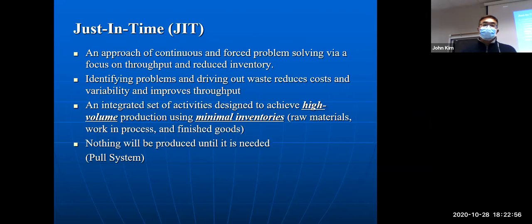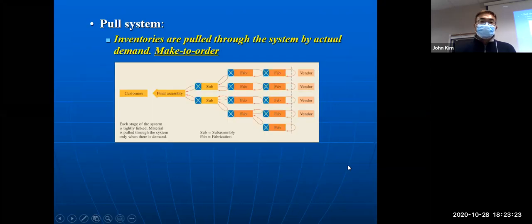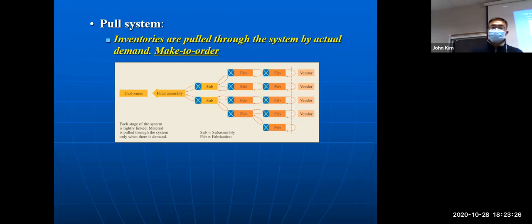And then the JIT system is a make-to-order system. So nothing will be produced until it is needed. So don't act until a customer places an order, then start. That is a pull system. In a pull system, inventories are pulled through the system by actual demand, a make-to-order system. So when a customer places an order, then the system starts to make.